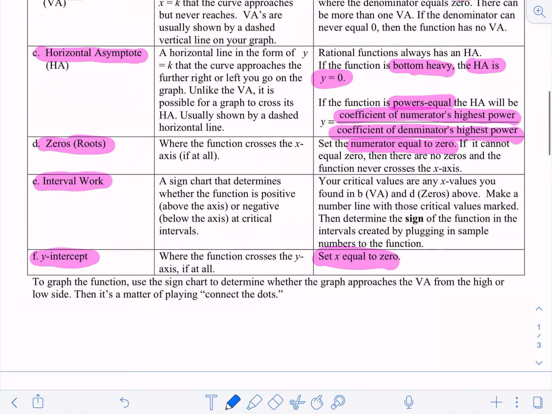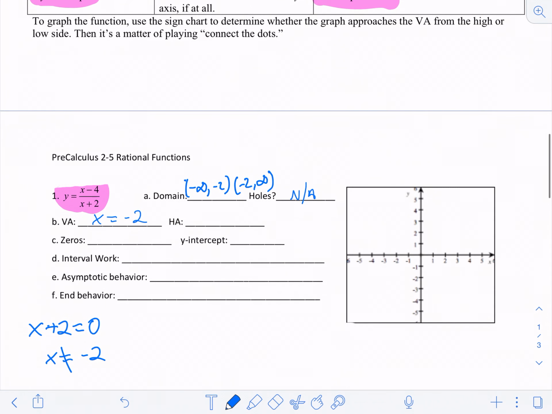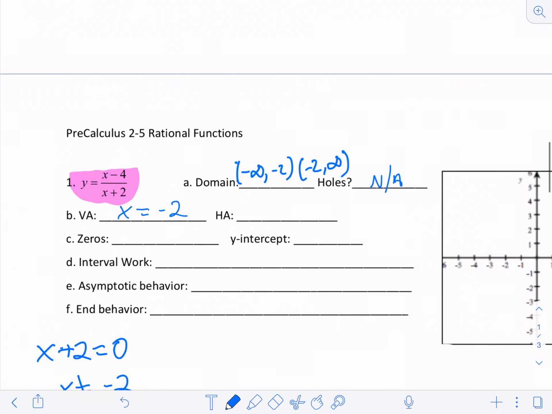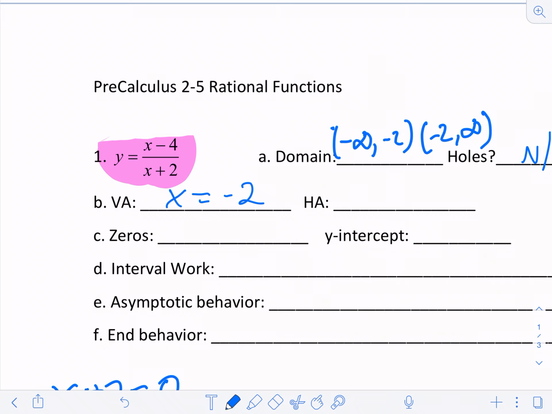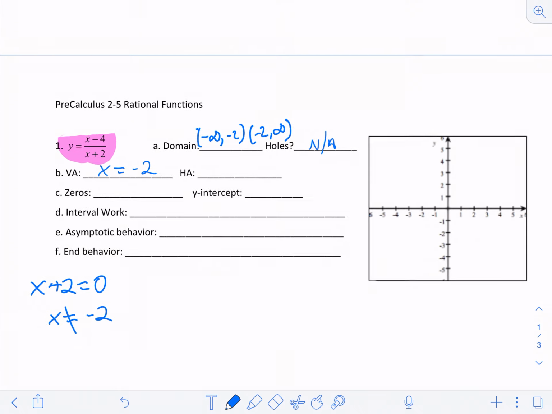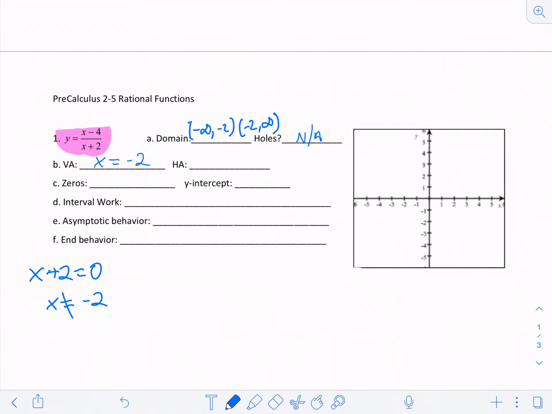Horizontal asymptote, as it says up here, depends on whether this is a bottom heavy or a powers equal function. If you look at the original rational function we have, it's x minus 4 over x plus 2. That is a powers equal, right? Because x to the first over x to the first. So for this case, my horizontal asymptote is going to be the leading coefficients of my two highest exponent terms. In this case, it's 1 over 1, because there's a 1 in front of this x and a 1 in front of that x, right? That's implied. So my horizontal asymptote is 1. So it's going to be y is equal to 1. That's what I have so far.